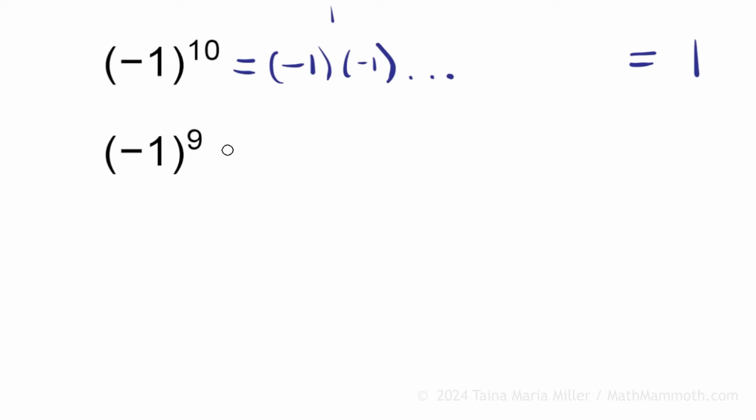And in the next one, negative 1 to the 9th power, you could think of 2 of the negative 1s pairing and producing 1, a positive number, but then there will be 1 negative 1 left over, which will make the whole thing turn negative, right? So the answer will be negative 1.